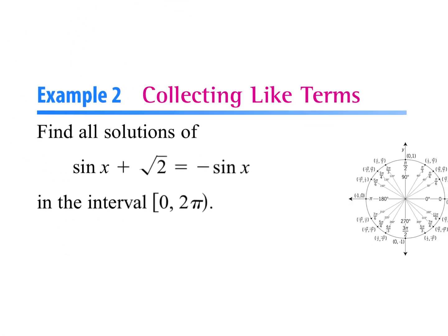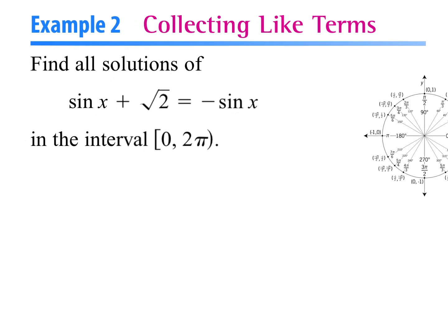All right, let's look at example 2. We're going to do the same thing here, but we have a sine on each side. So we just want to combine them together. We're going to combine like terms and isolate our trig function. So what would I need to do first here? We want to combine our like terms, so let's add sine to the other side. What's sine of x plus sine of x? 2 sine of x, perfect. Plus square root 2 equals 0.